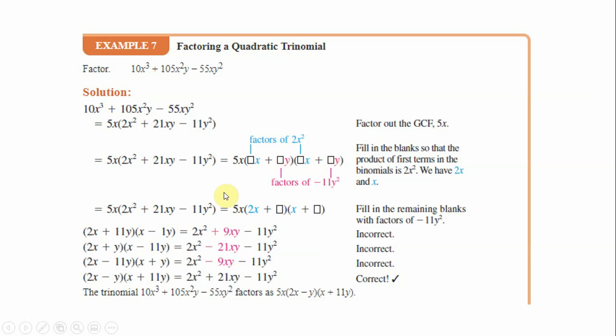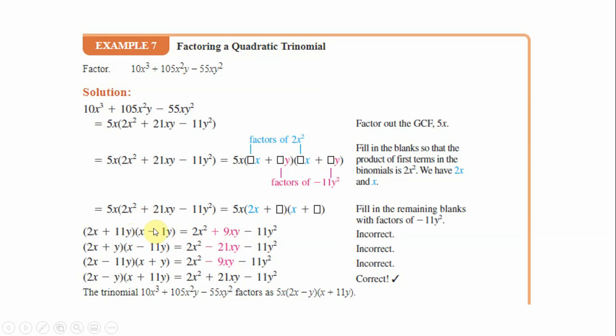Okay. And then I'm just going to try trial and error. Basically, that's going to see if I give it to me. So I'm going to do the 2x, 11y, x minus y. So I'm going to do it in this form. That would give me the 2x squared minus 2xy plus 11xy. That gives me the plus 9xy minus 11y squared. That's not what I've started with, so that's incorrect.